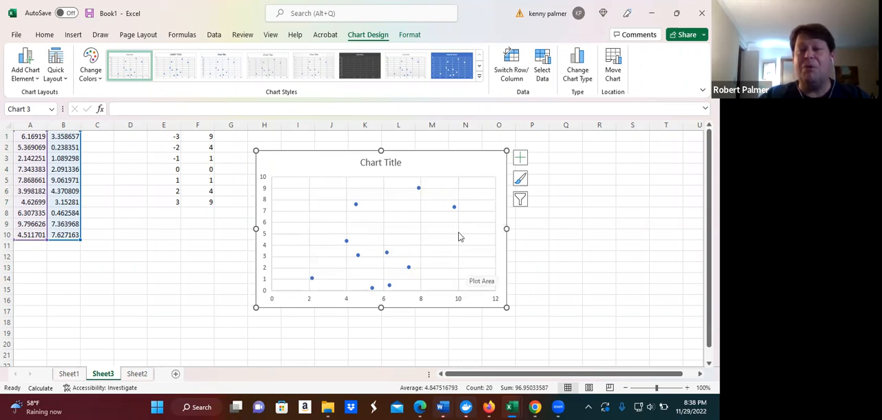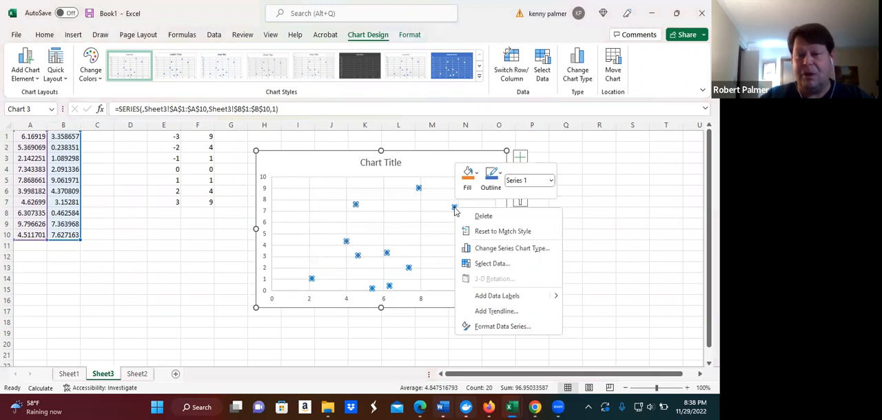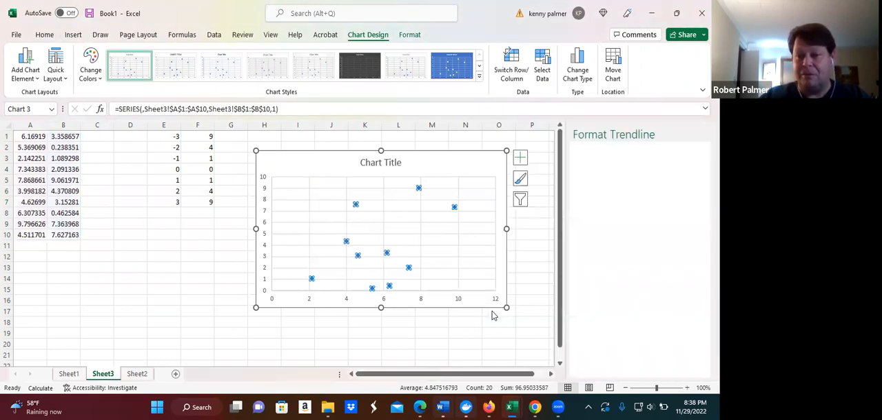Now, how do we do the regression line? We're going to take any data value and right-click on it. See down here where it says Add Trend Line. Click on that.